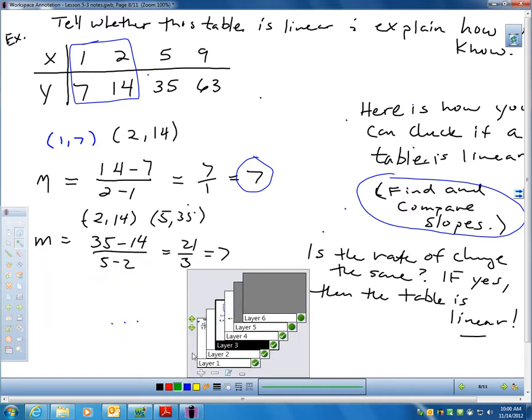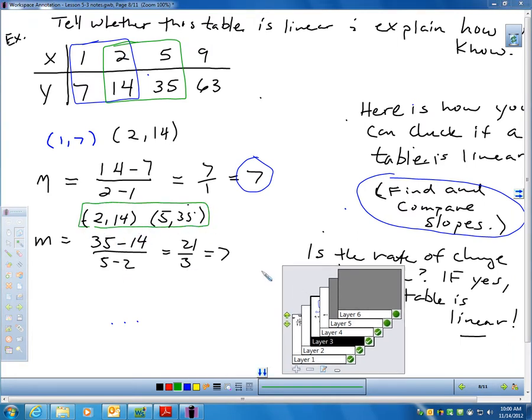let's take these 2 points and find the slope. So you can see I wrote those 2 points down. I put these 2 points into my slope formula. As you can see, I'm subtracting the y's, subtracting the x's. I got the same slope again. Right now, this table looks linear. Let me just make sure.